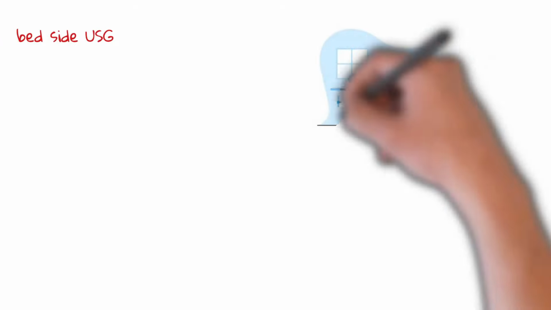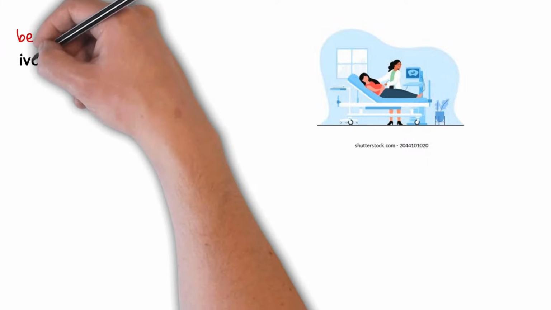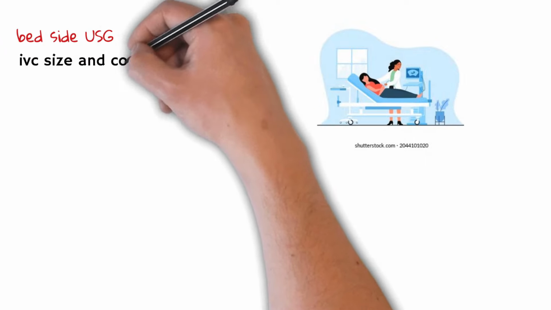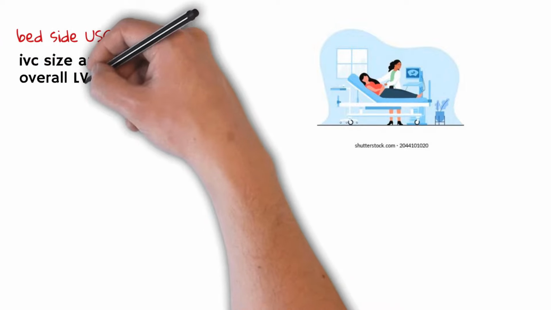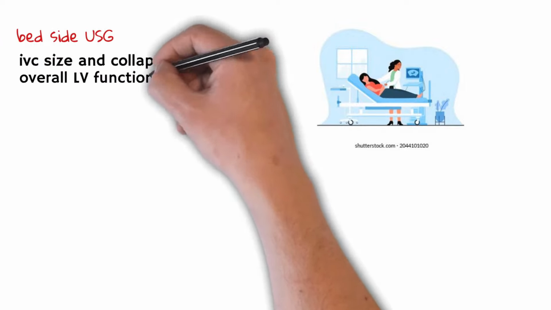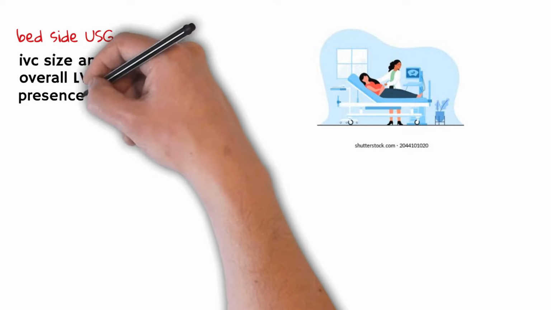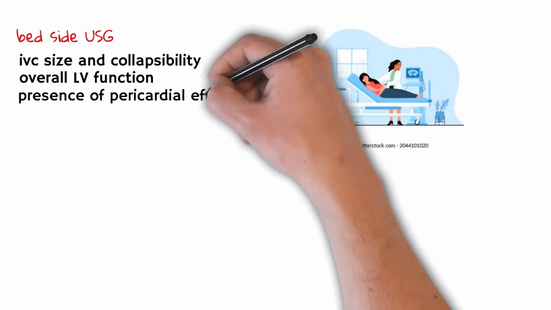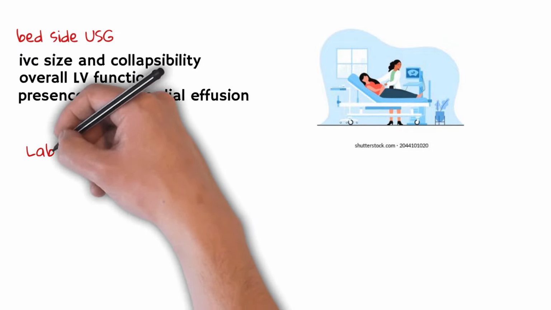Bedside ultrasound is also very helpful nowadays to determine the cause of the shock. We should see the size of the inferior vena cava and the collapsibility of the IVC. The overall left ventricular function should also be assessed, whether it is hyperdynamic or not. The presence of pericardial effusion also plays a very important role in bedside ultrasonography, which helps in diagnosis of obstructive shock in case of cardiac tamponade.